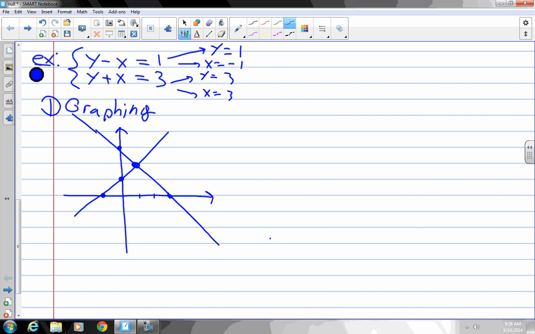So here's the solution. This point right here, where they intersect, is the solution to the system. Can you, just by looking at this poorly drawn graph, guesstimate what that solution is? What does that point look like, most likely? 1 and 2, right?